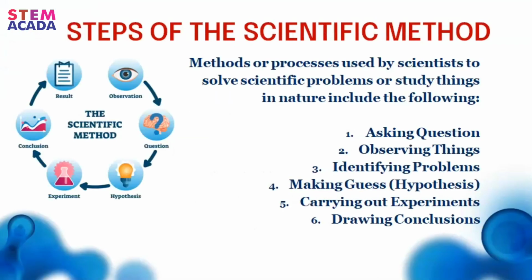Now, let's break down the scientific method into its key steps. Imagine you are embarking on a scientific journey. What would you do first? Step 1. Asking questions. It's like being a detective, curious about the world around you. Step 2. Observing things. Take a closer look at the wonders of nature, like a scientist with a magnifying glass.